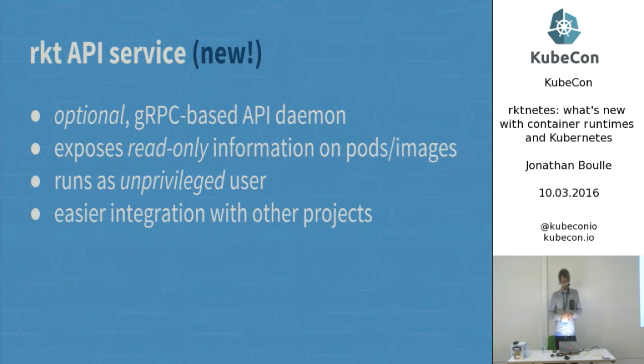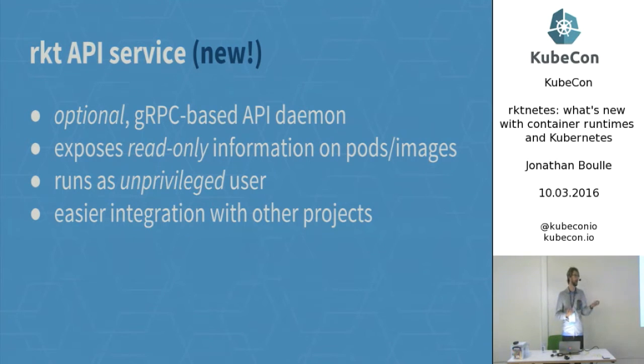Something else that's pretty new in Rocket is this API service. It was a very intentional design decision that we didn't have an API from the beginning because we want Rocket to be very well-scoped. We didn't want to mandate that you need to run a daemon to use Rocket. You still don't need to.